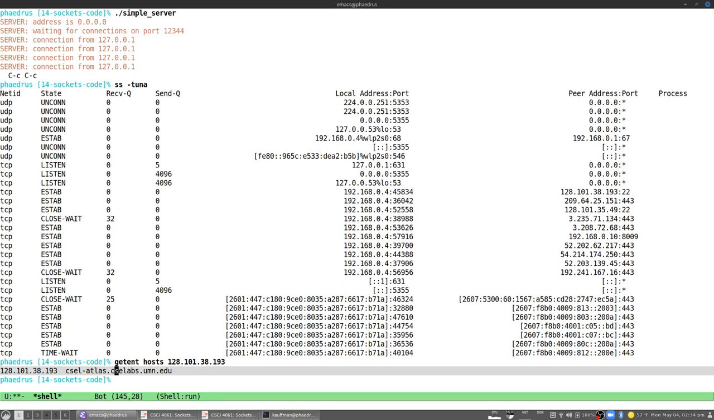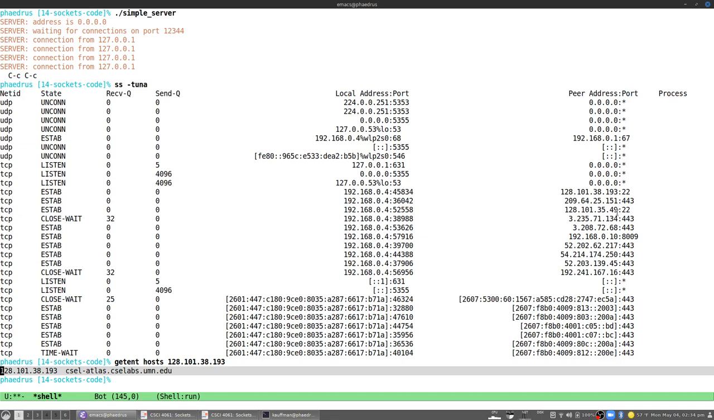That's this 128.101.38.193, which is the IPv4 address for CSE Labs at cselabs.umn.edu. If one would SSH into this symbolic name, that is translated by the network addressing tables to the IPv4 address shown here. So then the port 22 there was a dead giveaway.